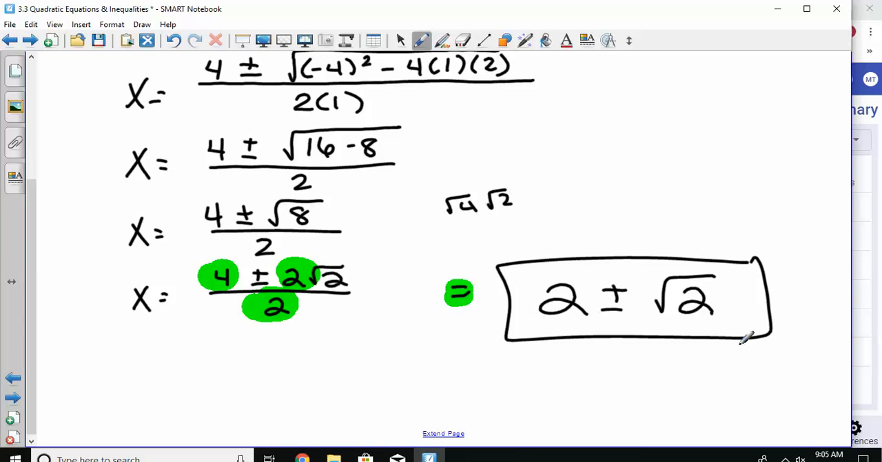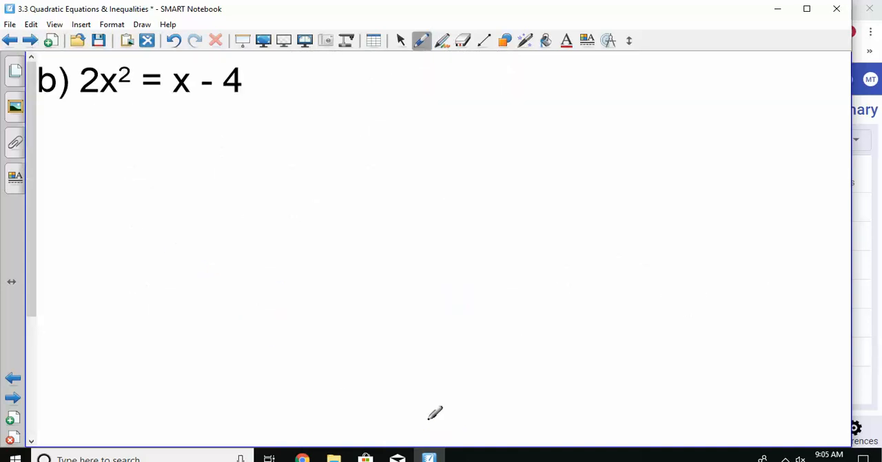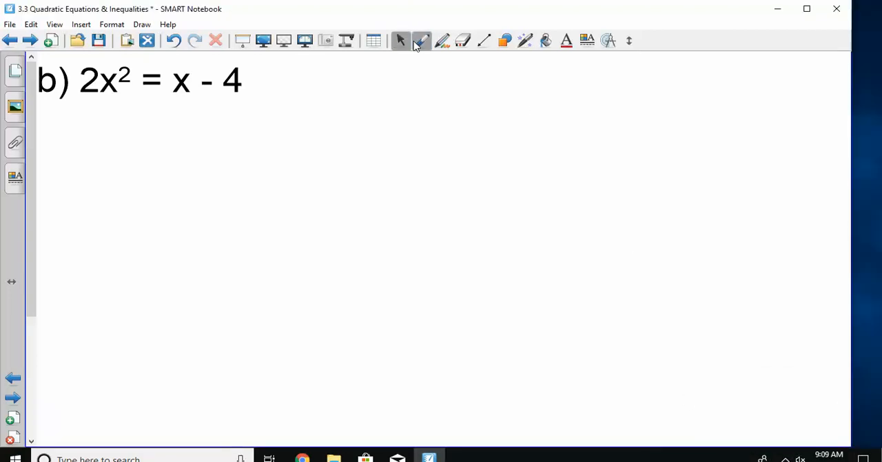I'm going to give you guys a try, and we'll compare answers after that. So here's yours. For the formula, it doesn't matter a bit. You could write it as 2x squared minus x plus 4 equals 0, or if you have negative 2x squared plus x minus 4, you're going to get the same thing.